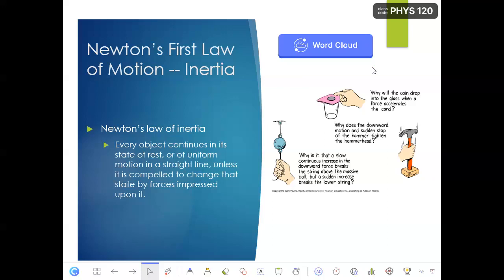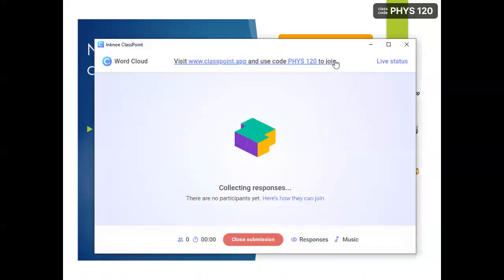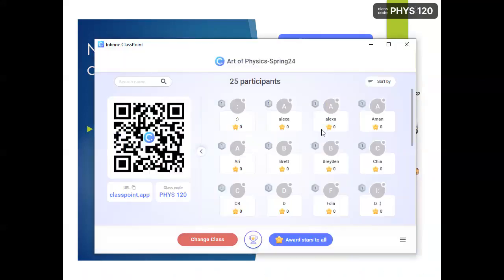I would like you to join the class right now and tell me what you know about it. Go ahead and scan the code or go to classpoint.app, and the class code is Phys120. Make sure that you are in.